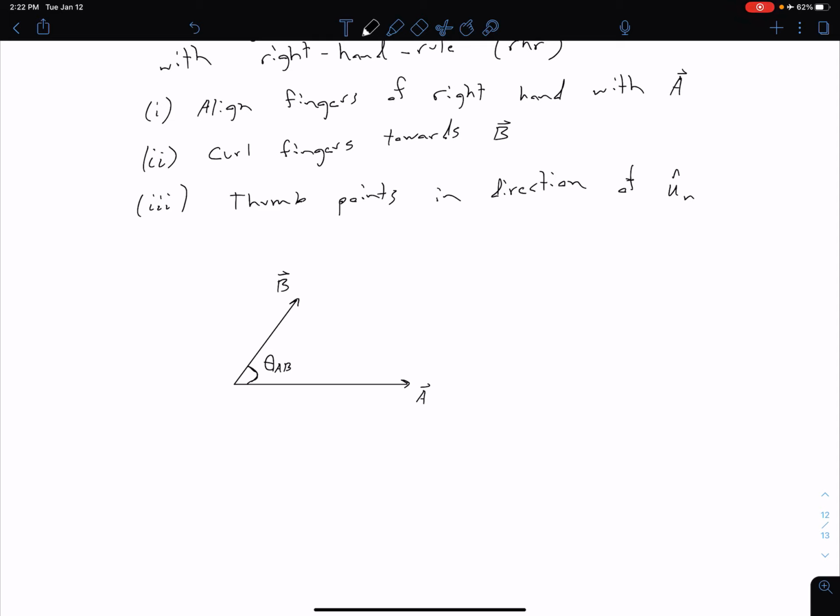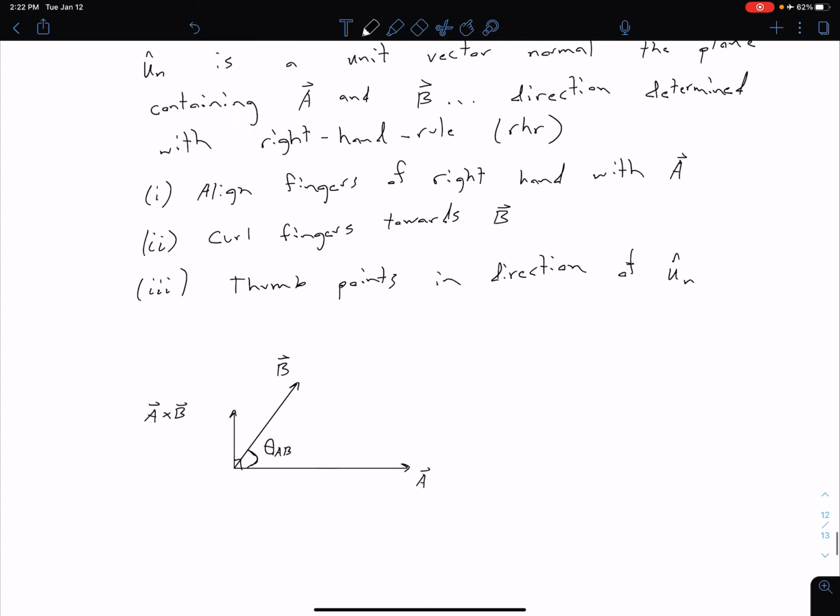So if we want the direction of our unit normal vector U sub n, we put the fingers on our right hand in line with A, and then we curl them towards B, and we note that our thumb is pointing sort of up. And so we can draw a direction here. I'm going to put a little square to indicate that that's at a right angle with that vector A and B. And we can say this is the direction for our A cross B.